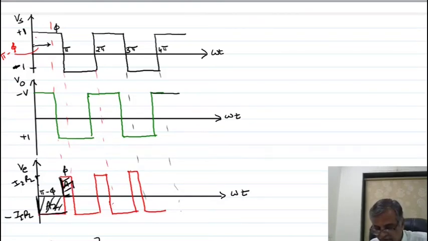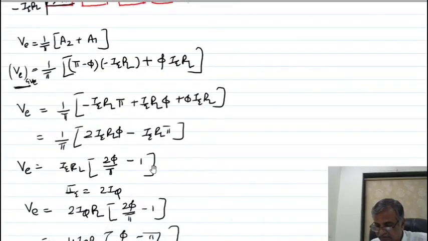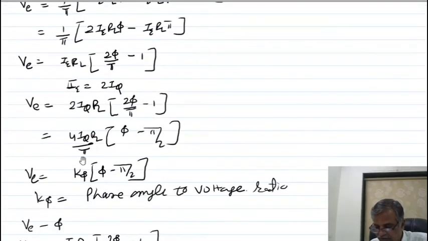Now the average value can be calculated by this equation. This area I have written, this multiplied with this multiplied with this, and I have simplified it. You get this equation. This shows that V is proportional to phi. There is no Vs, no input signal. So both the problems are overcome. Now this is the voltage conversion ratio, 4IQ upon RL upon pi. It is the phase angle to voltage conversion ratio.